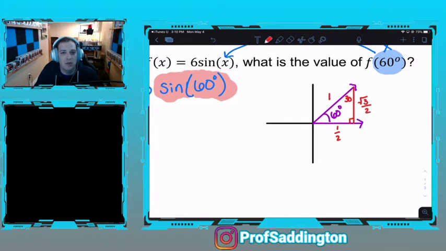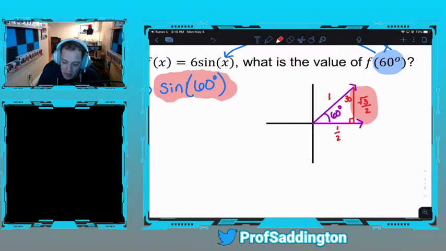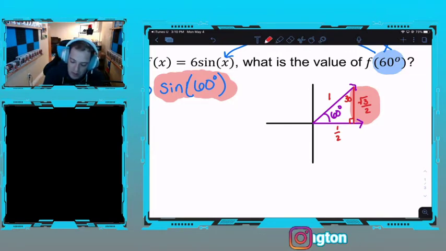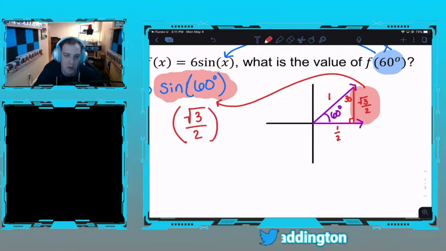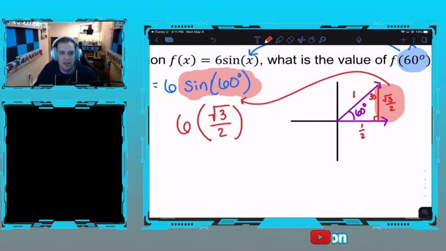Okay. Now, this question is asking us to find sine of 60 degrees. So this is why I did the little refresher up top. Sine represents the y value. So in this particular problem, the answer that we are looking for is the y value. It's the vertical part of your triangle. So what I am going to do is take this radical 3 over 2 and plug it in for the sine of 60. And since I'm substituting it in, I'm just putting parentheses around it. Okay? And then we're going to take that and multiply it by 6.